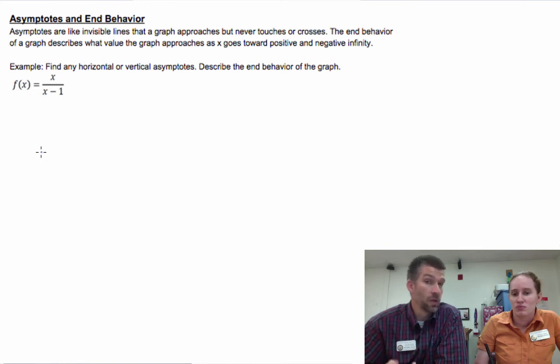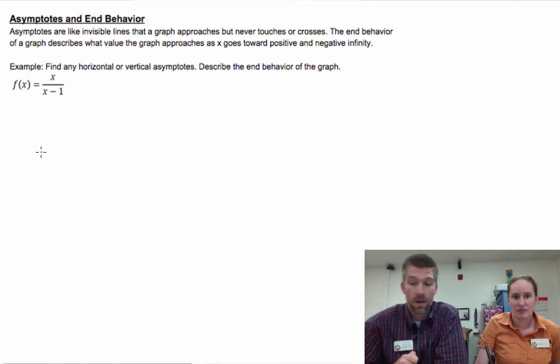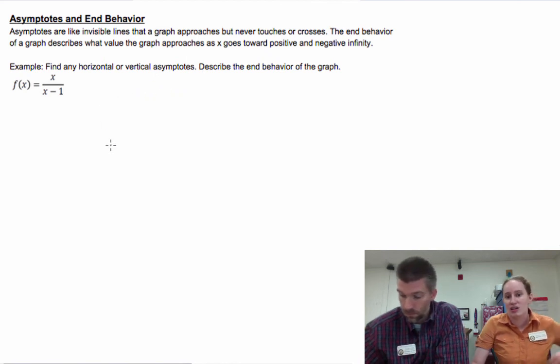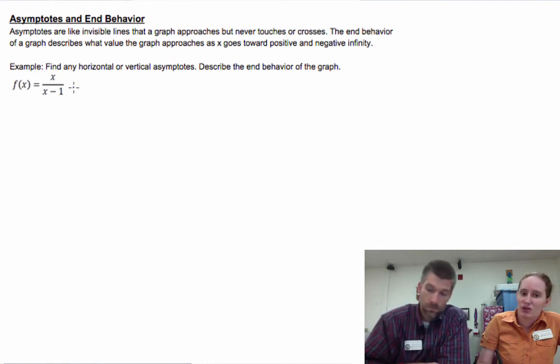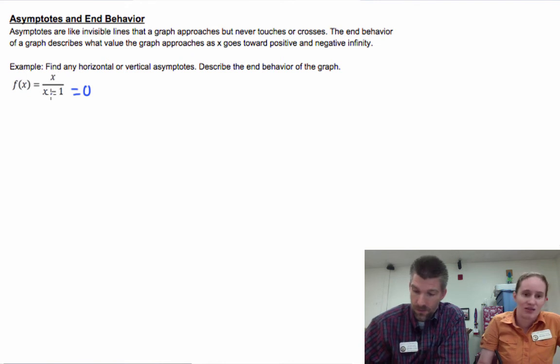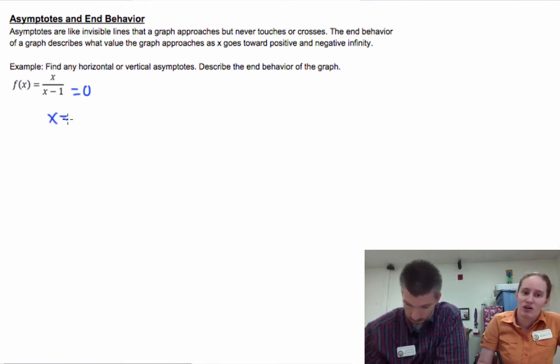Really, really far. A lot of times, though, you'll see a tendency to start to get there. So if I wanted to find horizontal or vertical asymptotes, then I could graph this and look at that. I do know where my vertical asymptotes are by setting the bottom equal to 0. So if I set the bottom equal to 0 and solve, that tells me that there is a vertical asymptote at x equals 1.